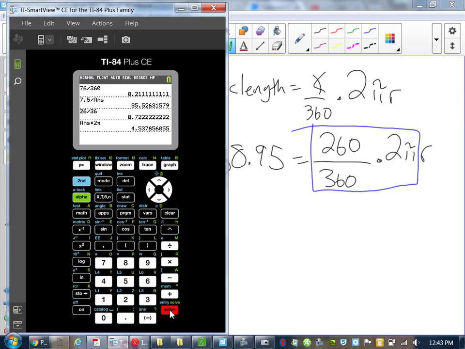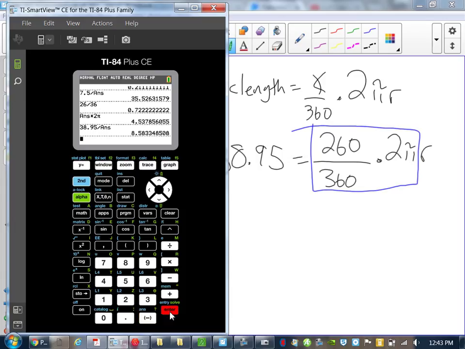So all I have to do now that this was the last number that was set into my calculator is type in 38.95 divided by my answer. And there's my radius. 8.58. Okay.